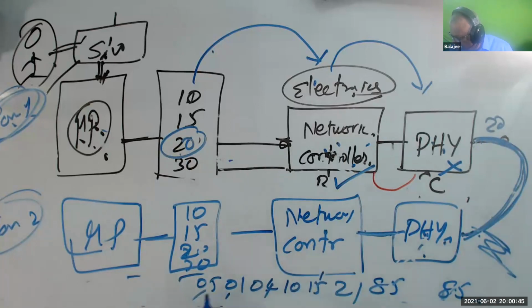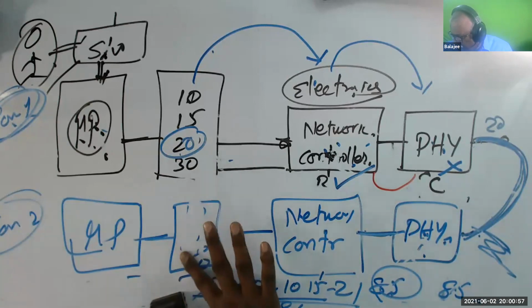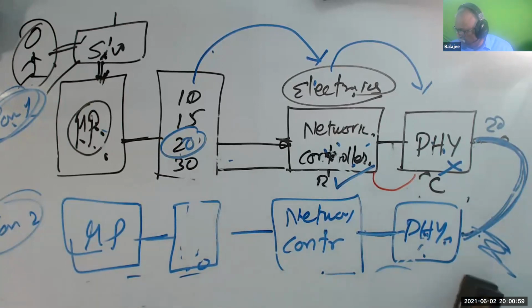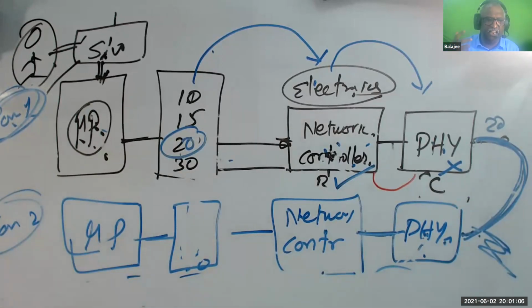Then the network controller will add all of them. 5 plus 0, 1, everything. He got 86. How much he got? 85. Both are not the same. So what that guy will do, he will not write into memory. He will not give it to the other microprocessor. So this guy will not know that. Unless everything is perfect, the microprocessor will not get the data. That means it is equivalent to the packet being lost in the ocean.